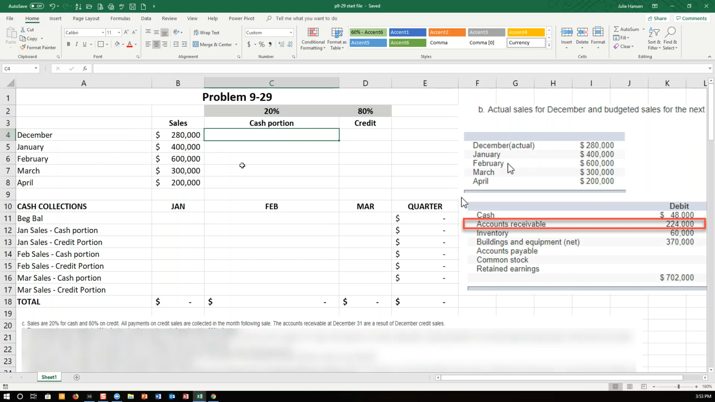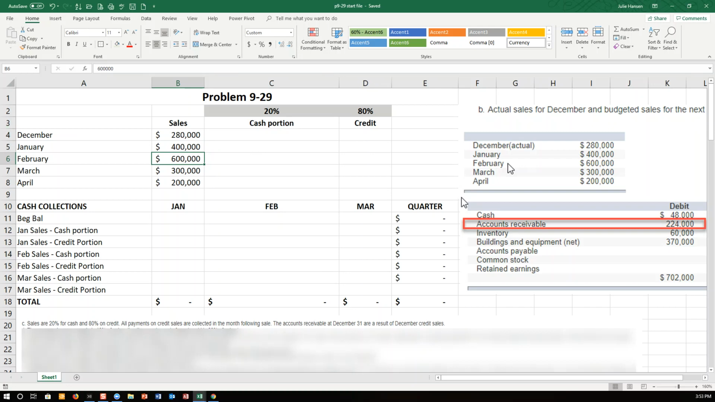The first step is that it tells us that sales are 20% cash and 80% on credit. All payments on credit sales are going to be collected in the month following the sale. So that's why I first want to come up with how much of a sale in December, January, February, whatever, was cash and how much of that was credit.